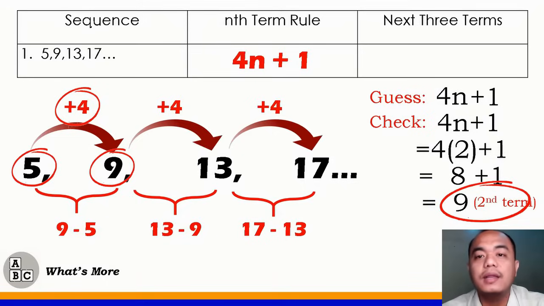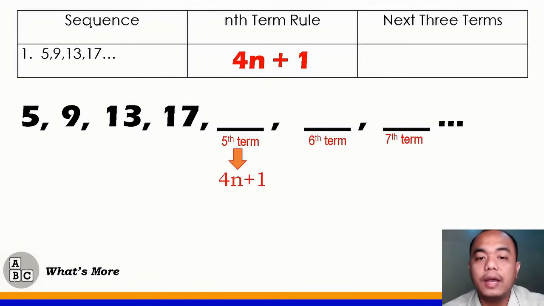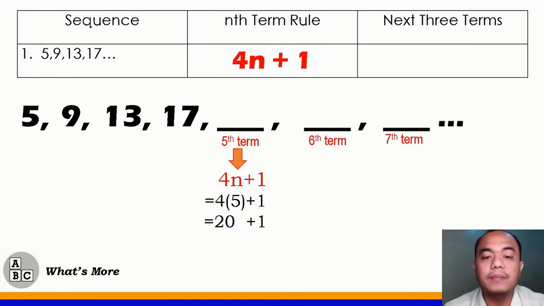This time we will have the next 3 terms. Okay, so the terms here we have are the 5th, the 6th, and the 7th term. We will use again our n-term rule 4n plus 1. So let's have first the 5th term. 4n plus 1, so n will be replaced by 5. So that means 4 times 5 plus 1. And that makes it 20 plus 1. 20 plus 1 equals 21. So our 5th term here is 21.